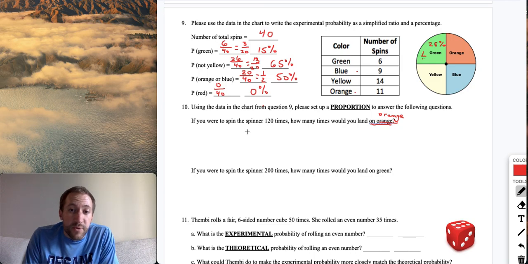Now, let's go and write a proportion. A proportion is 2 fractions, or ratios, actually, set equal to each other. Now, it's always kind of confusing where the numbers go and where the x goes because I need 3 numbers and an x.